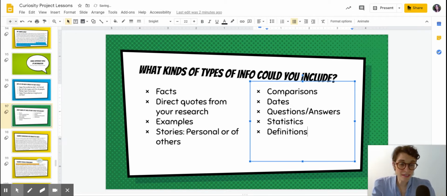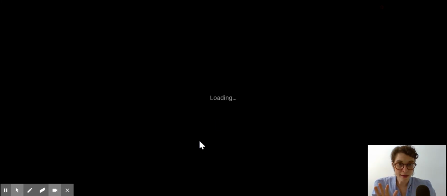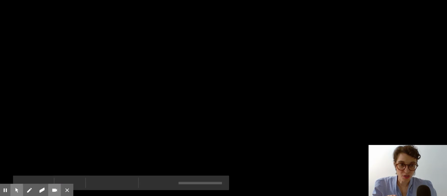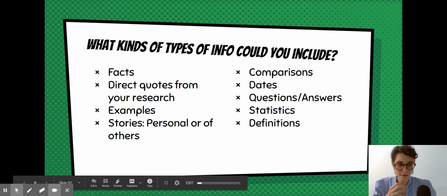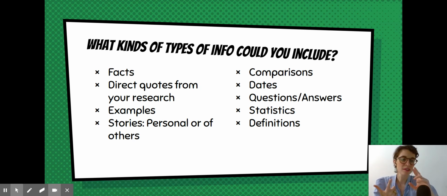Okay. Now these I chose specifically for our style of presentation. So because we have a verbal presentation with no graphics, I didn't include some things that I might have included, as I said, photos, diagrams, maps, graphs, charts, things like that. Okay. So you might include facts. I hope you include facts.